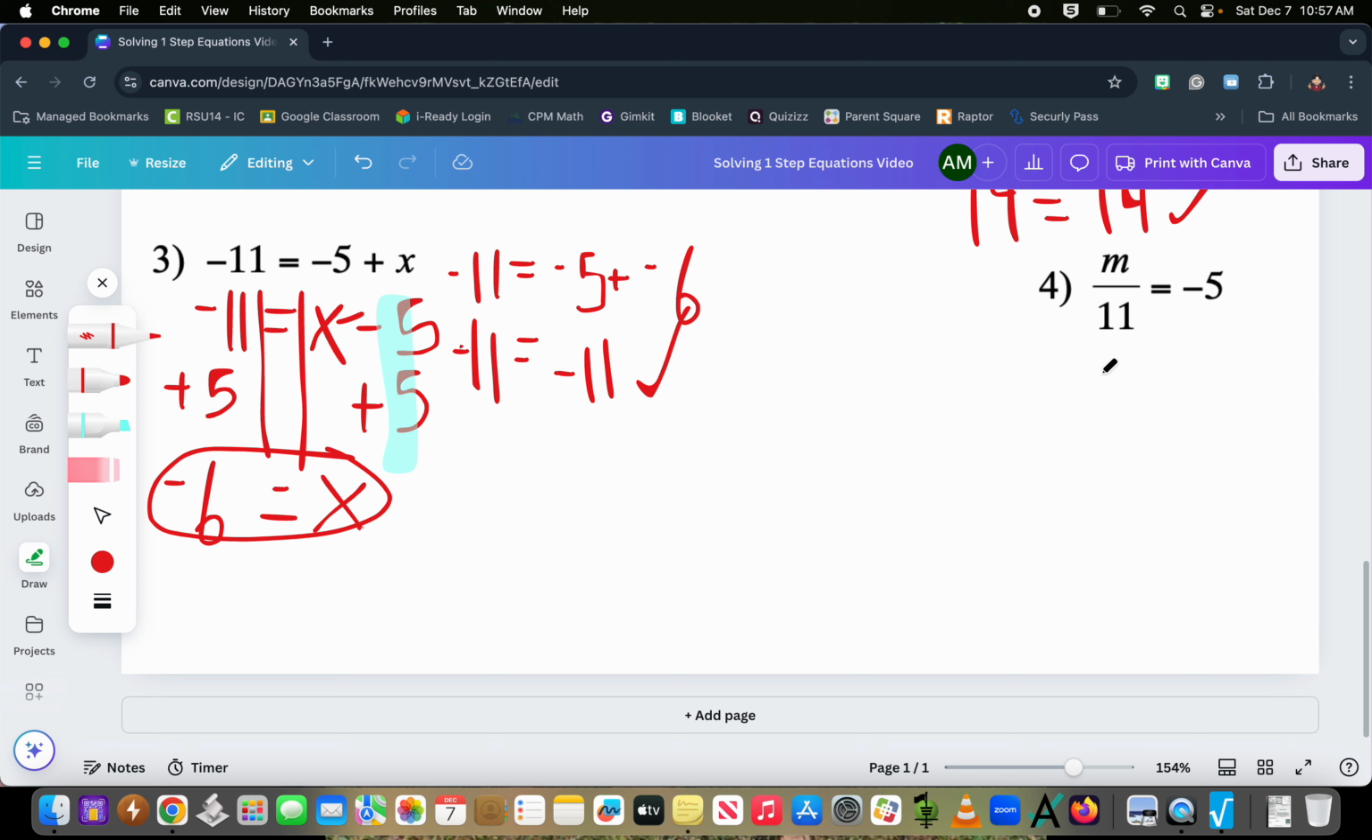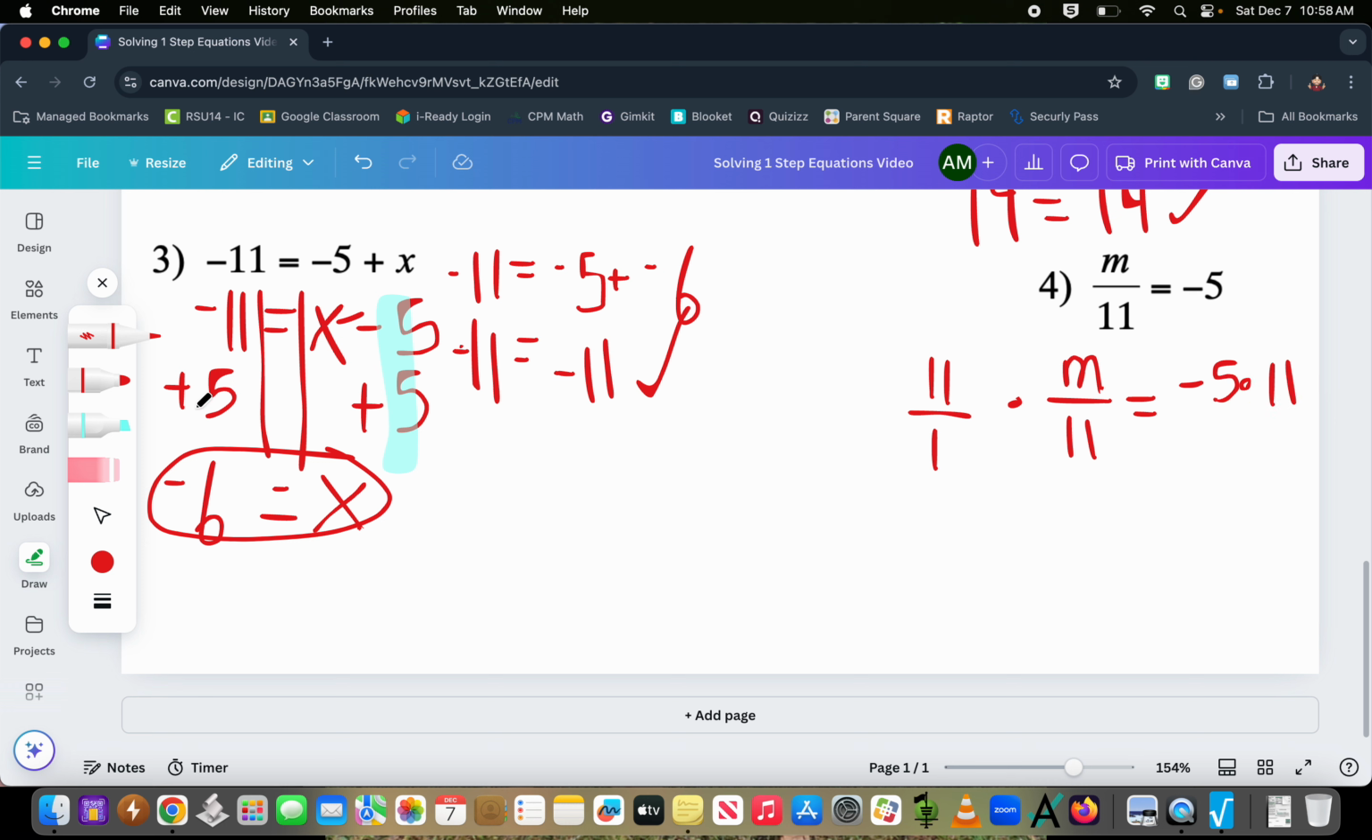The last one right here, we read this as m over 11. If we remember that the fraction bar in this case means division, so m divided by 11. A number divided by 11 equals negative 5. Okay? So the opposite of division is multiplication. So in this case, I need to multiply both sides by 11, or we can think of it as 11 over 1. Whatever I do to one side, I need to do to the other.